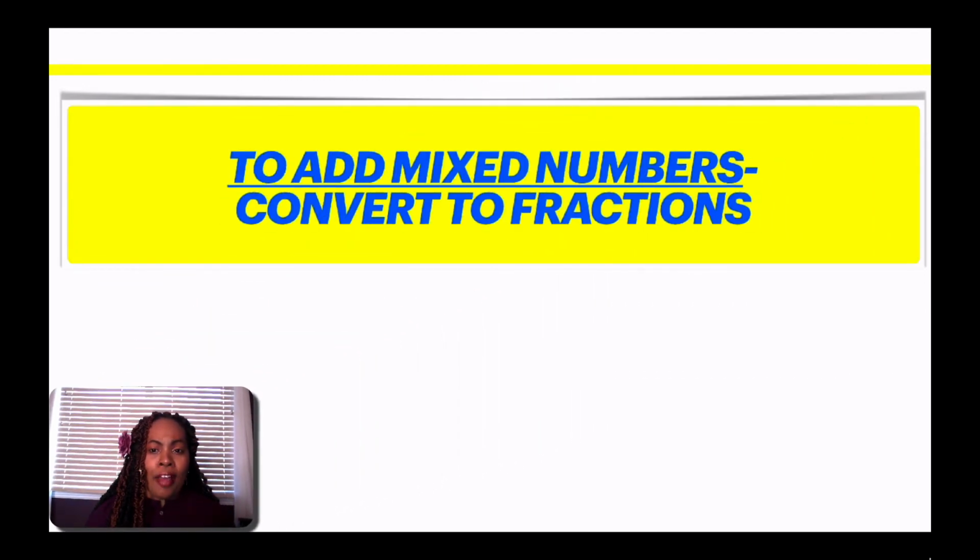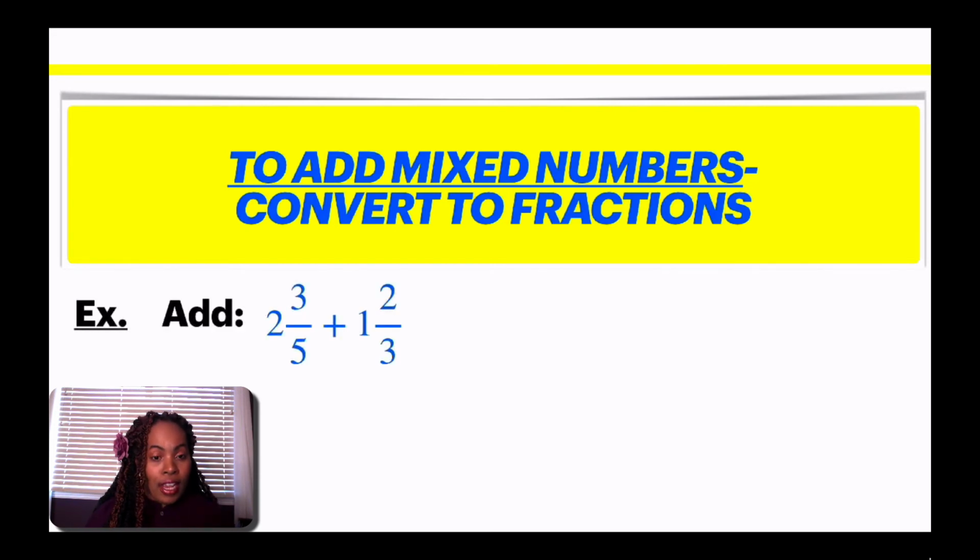Next, we're going to add mixed numbers. In order to add mixed numbers, like we said before, just convert them to fractions, okay? You don't want to really work with those mixed numbers. Whenever you get the option to, convert them first. So, for example, if we have 2 3/5 and we wanted to add 1 2/3, first we're going to start by converting those mixed numbers into fractions.